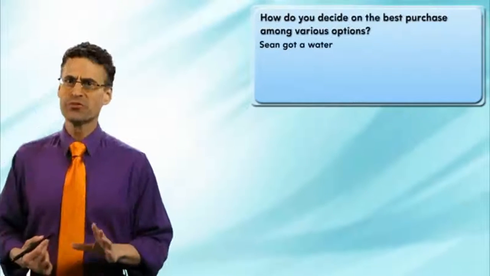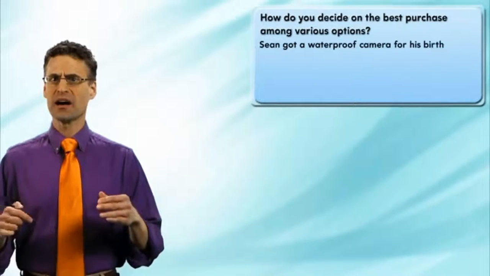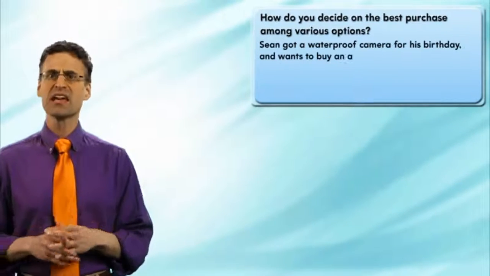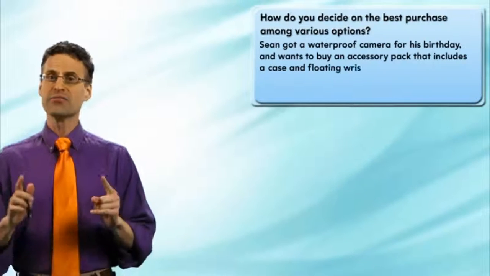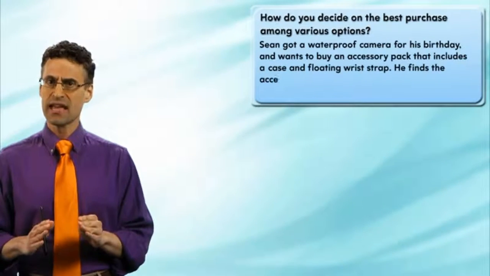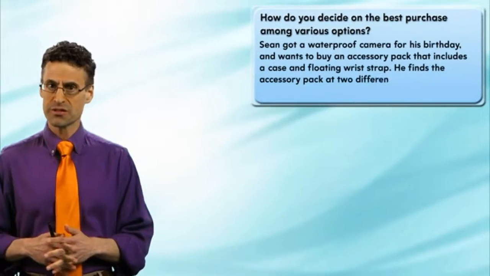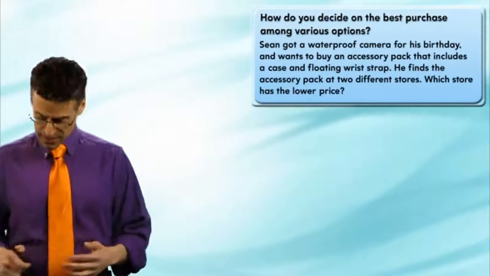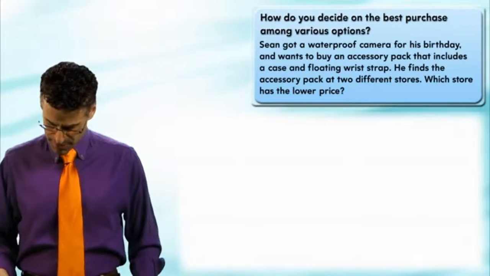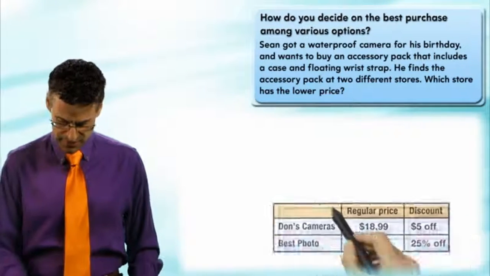Sean got a waterproof camera for his birthday and wants to buy an accessory pack that includes a case and a floating wrist strap, which sounds like great fun. Now, he finds the accessory pack at 2 different stores, and the question is, which store has the lower price? So here are the fun facts that we know about these 2 different stores.